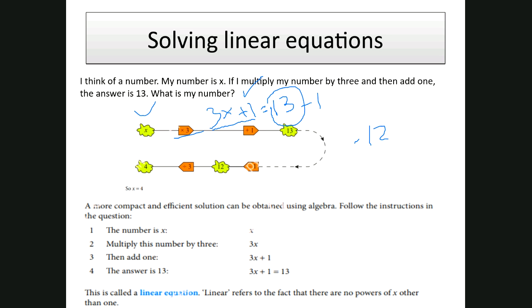And what is remaining over there? 3x. The last step was add 1, so I have subtracted 1, and before this step I had just multiplied 3 with x. So what is the reverse of multiplication? Division. So I will divide by 3. Cancel out. It means x is equal to 4.